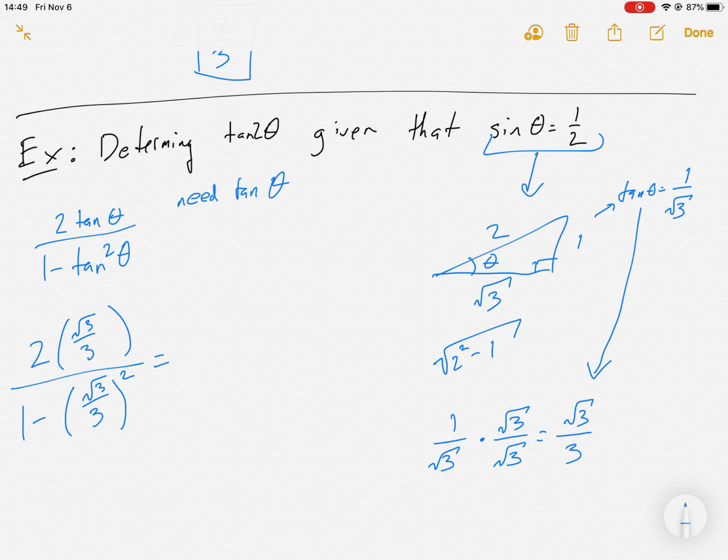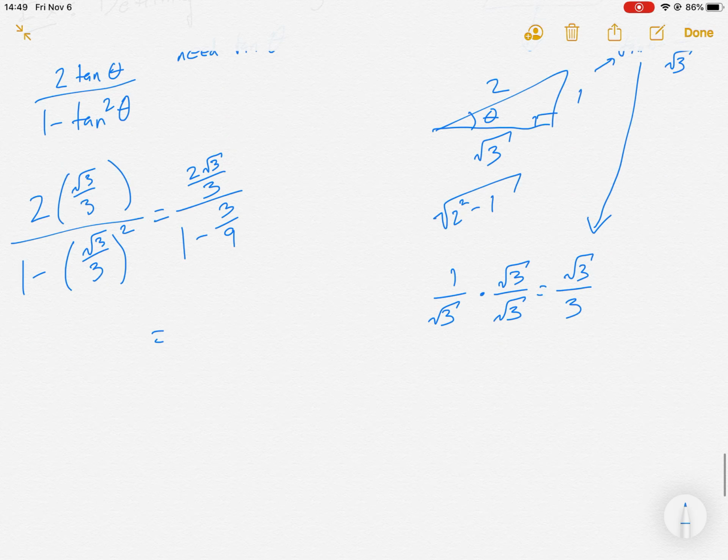Okay, so in the numerator, it's 2 times the square root of 3 over 3. In the denominator, I have 1 minus, now this square root of 3 squared over 3 squared turns into 1 minus 3 over 9. Let's take this a step further. In the denominator, this here is really 1/3. So let's just do 1 minus 1/3. So that equals 2/3.